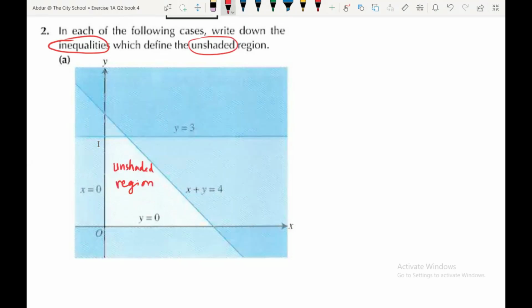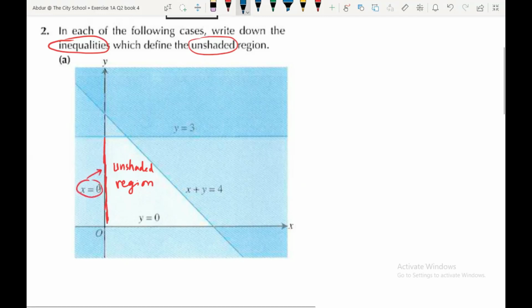Okay, the next step is you have to draw the outline of the perimeter of the unshaded region. One by one, I'm going to draw the outline. Let's suppose the red line is for x equal to 0. The equation of the red line is x equal to 0 here.